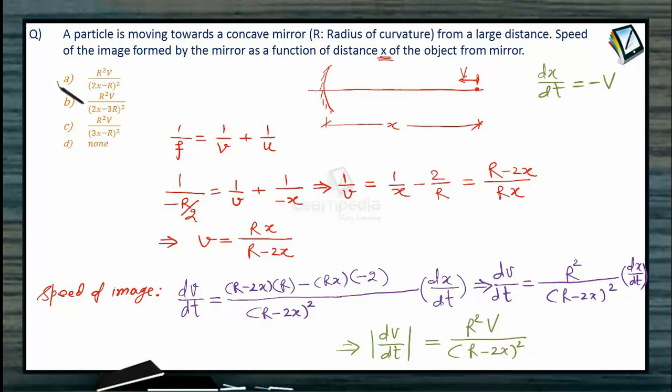So option A will be the correct option to this question. It doesn't matter whether it is r minus 2x or 2x minus r, because it is inside the whole square. So option A is the correct option to this question.